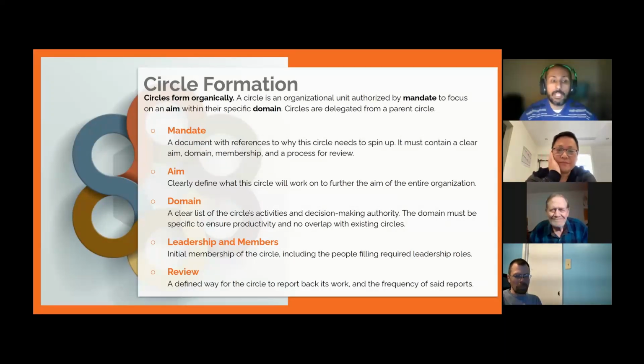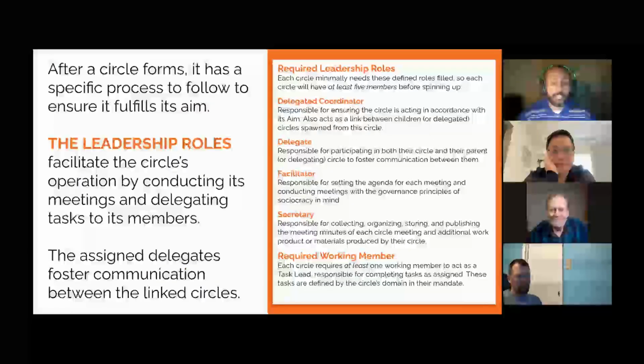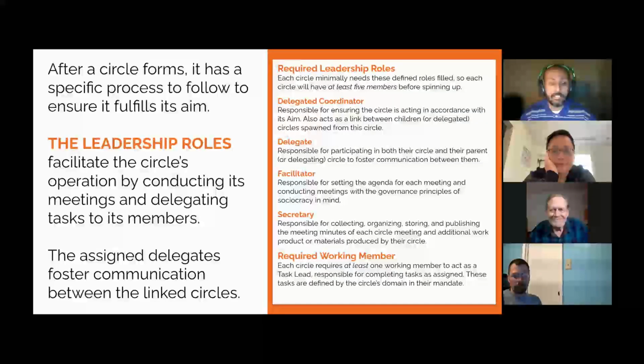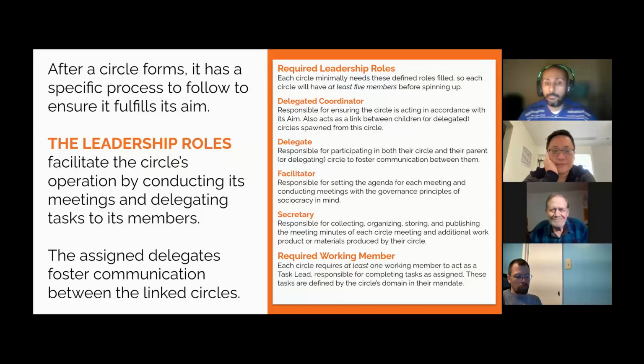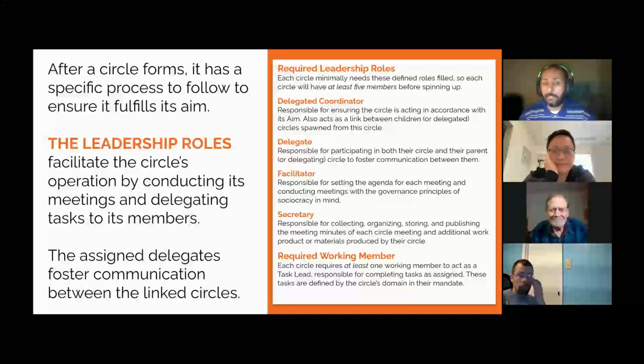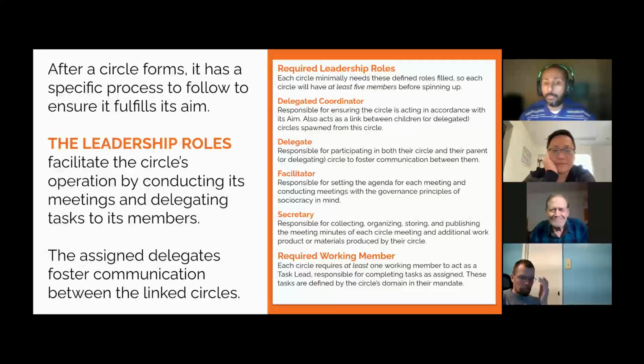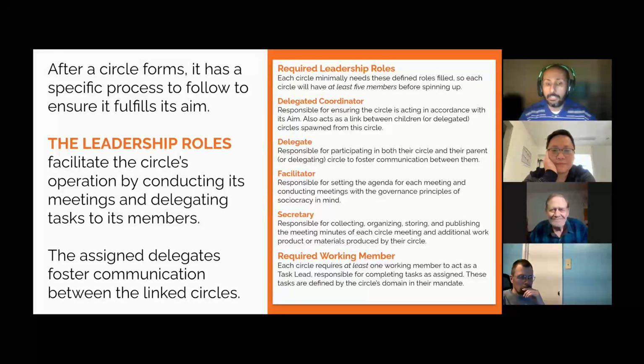After a circle forms, it has a specific purpose to follow to ensure it fulfills its aim. The leadership role facilitates the circle's operation by conducting its meetings and delegating tasks to its members. The assigned delegates foster communication between the linked circles. And we have five specific roles in Sociocracy. The required leadership roles: first, a coordinator, who is responsible for ensuring the circle is acting in accordance with its aim. It also acts as the link between the parent and the child of the spawned circles.